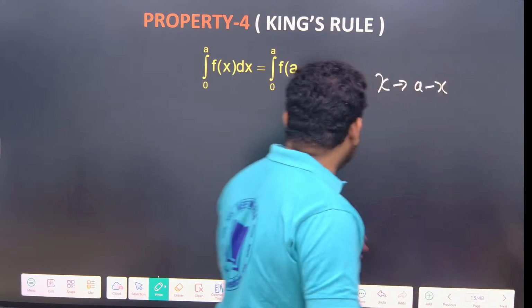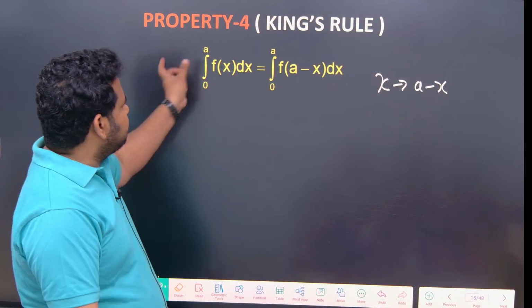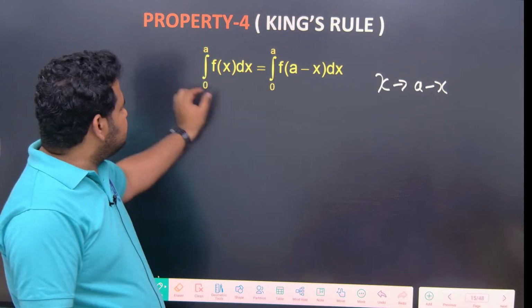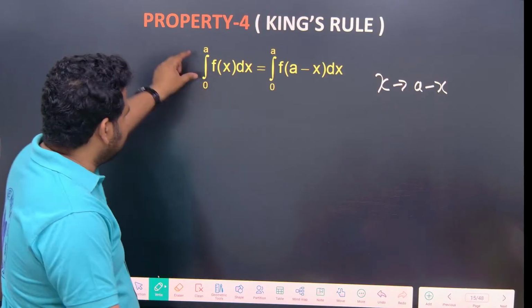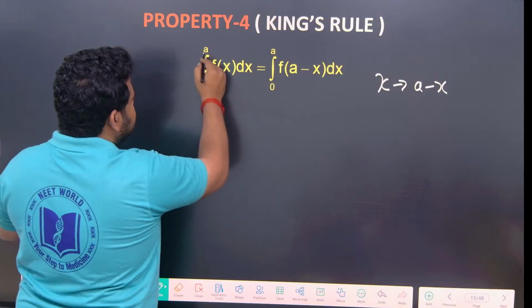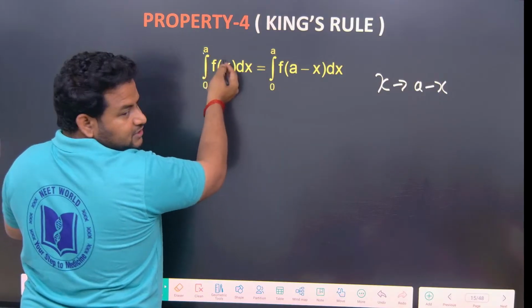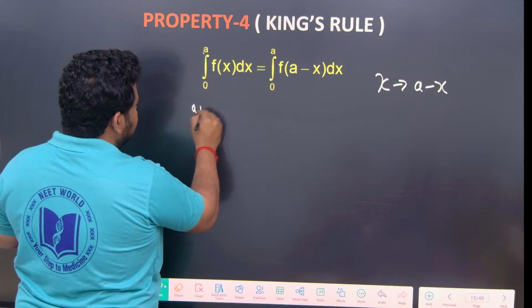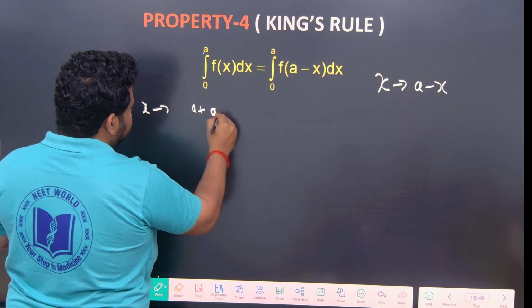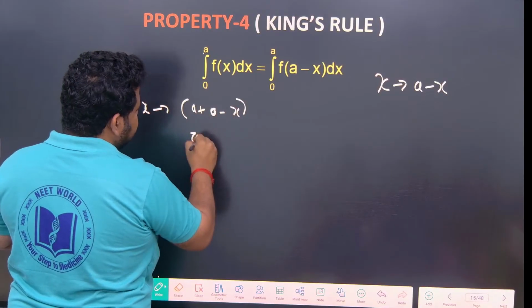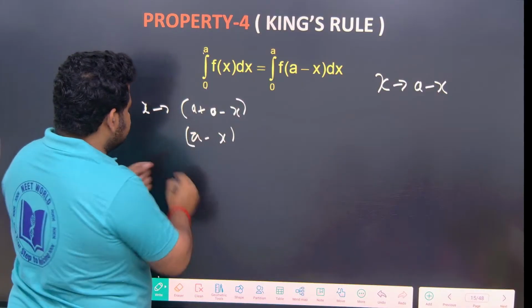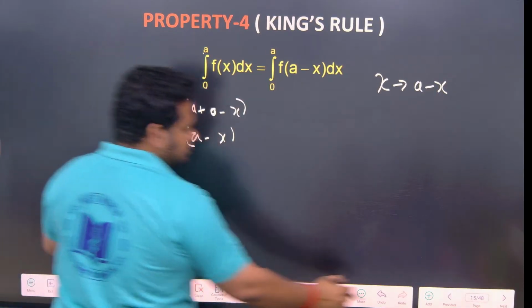Okay, there is some question, that only we will take as an example. This is the property for King's rule. Another extension of King's rule is property 5. Instead of 0, if you are having a, so this is f of x dx. This can be written as a plus 0 minus x, that is nothing but a minus x, since a plus 0 is a only. So x can be replaced by a minus x.